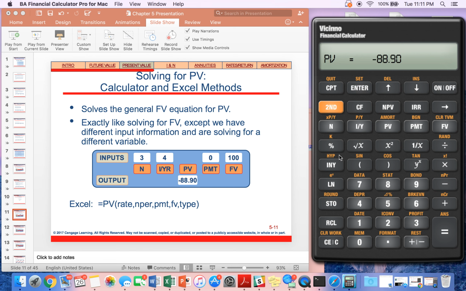And what it tells me is that today, my $100 3 years in the future is actually worth $88.90. Another way you could state this question is, if I invested $88.90 today in my checking account for 3 years at a rate of return, it would be worth $100 in the future. So the present value here again is negative because the $88, if you look at it from that point of view, is leaving my pocket, and in 3 years I'm getting back a positive $100 from that savings account. So there you've solved for 2 of the 5 inputs.